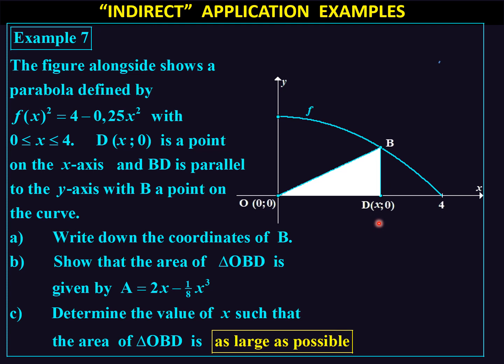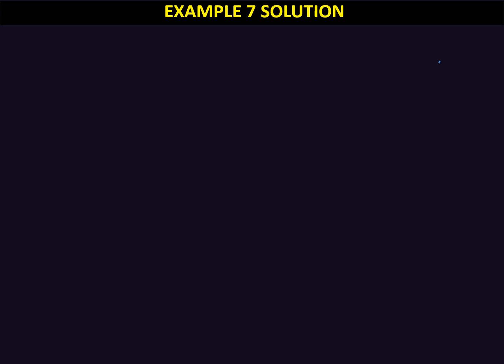There's a point D with the coordinates. And we have BD, which is parallel, right? And because this is an axis, if this is perpendicular, then that must also be perpendicular there, to the y-axis. B is a point on the curve. And there we have some questions, and we'll go through those questions. We say as large as possible. What would that mean? That would mean that we need to find the maximum there. So that's the question.